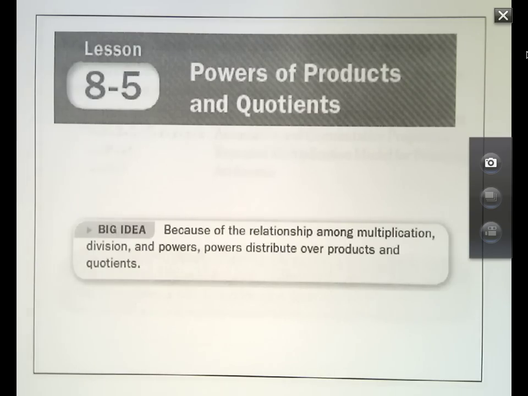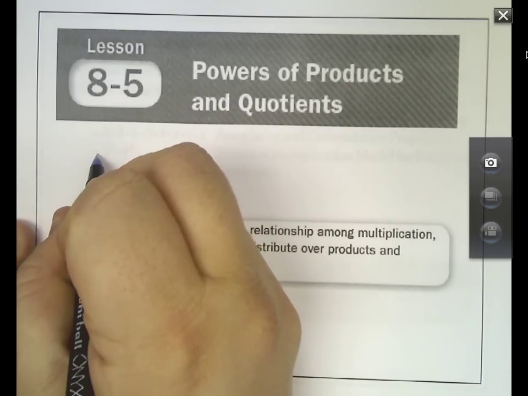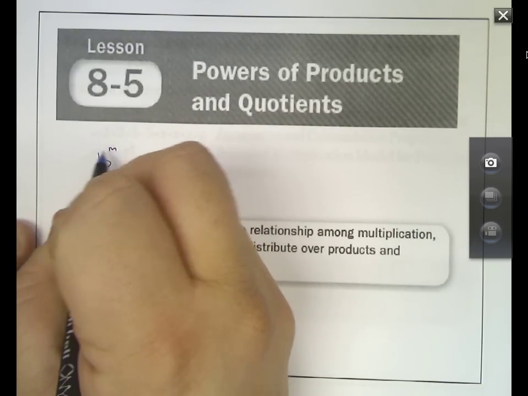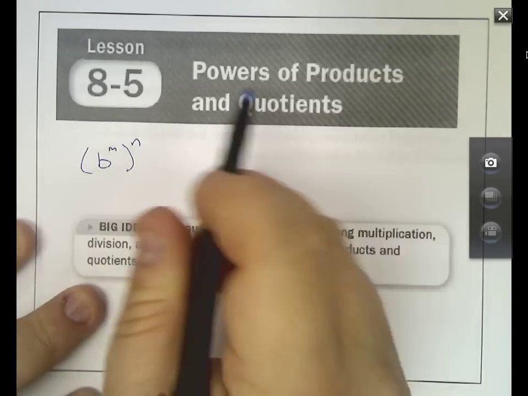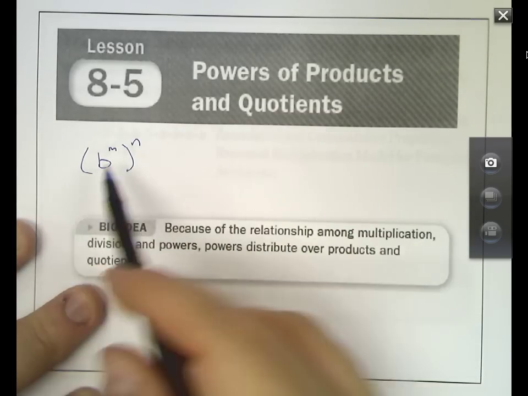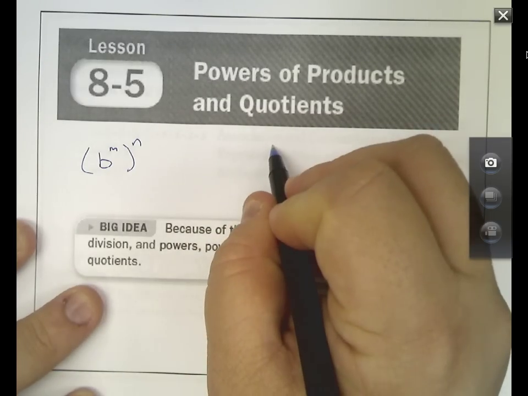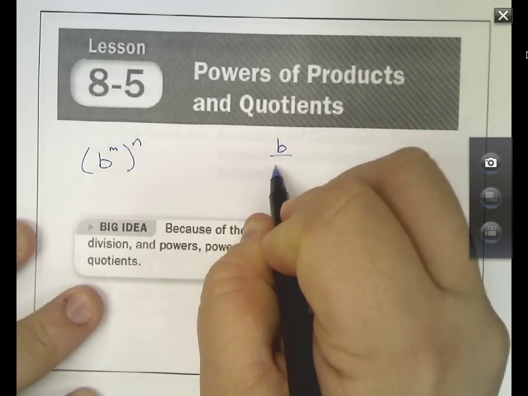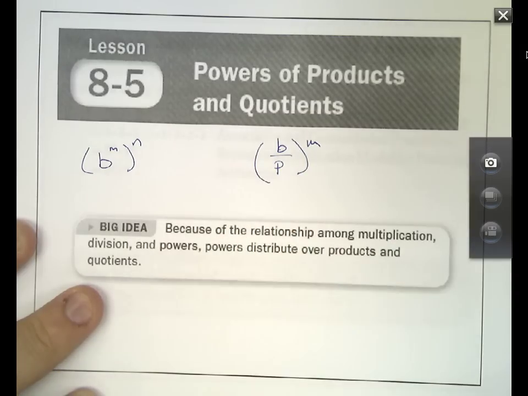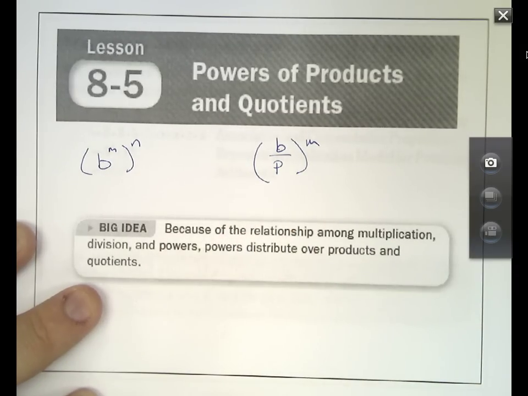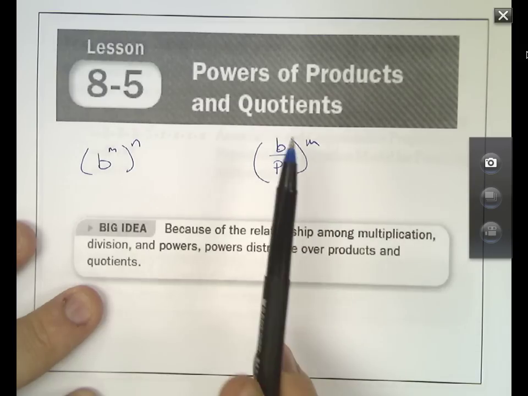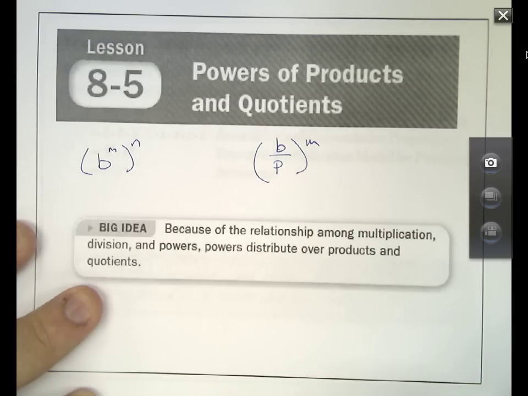All right, section 8-5, powers of products and quotients. I talked to you a little bit about the other day, powers of products, where we're working with something to the base, raised to the m power, raised to another power. That's the powers of raising a power to a power. So we're going to be looking at problems like that and dealing with quotients to some power. Basically, you have to distribute it to every single thing in the quotient.